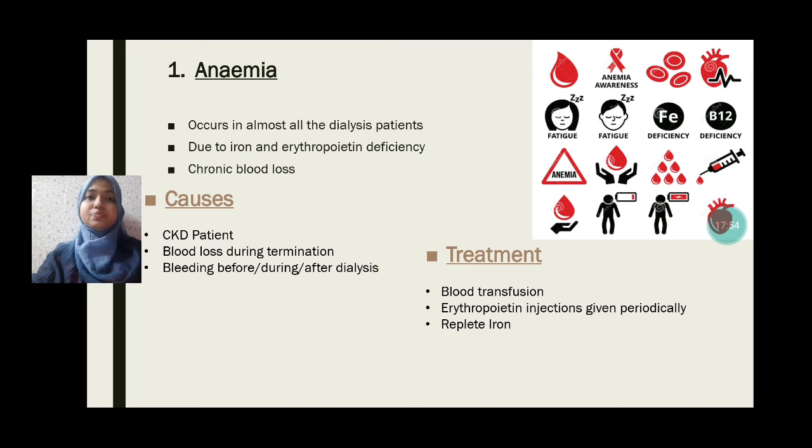So anemia. Anemia is basically iron deficiency in the blood. It occurs in almost all dialysis patients. All CKD patients will show anemia. It may be due to iron and erythropoietin deficiencies, or it may be because of chronic blood loss. Because in dialysis patients, blood loss is a must. None of the patients will show any amount of blood gaining.